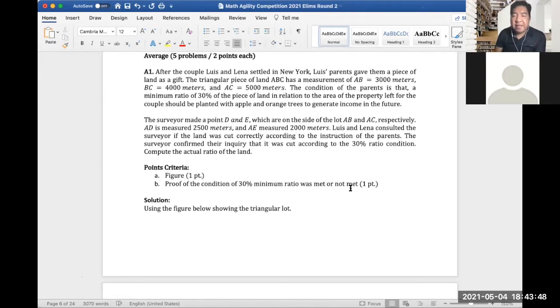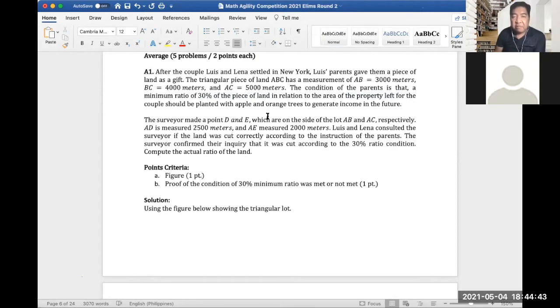After the couple, Luis and Lena, settled in New York, Luis' parents gave them a piece of land as a gift. The triangular piece of land ABC has a measurement of AB, which is 3,000 meters, BC equals 4,000 meters, and AC, which is 5,000 meters. The condition of the parents is that a minimum ratio of 30% of the piece of land, in relation to the area of the property left, so property left meaning the whole area of the land minus that piece of land, for the couple should be planted with apple and orange trees to generate income in the future.